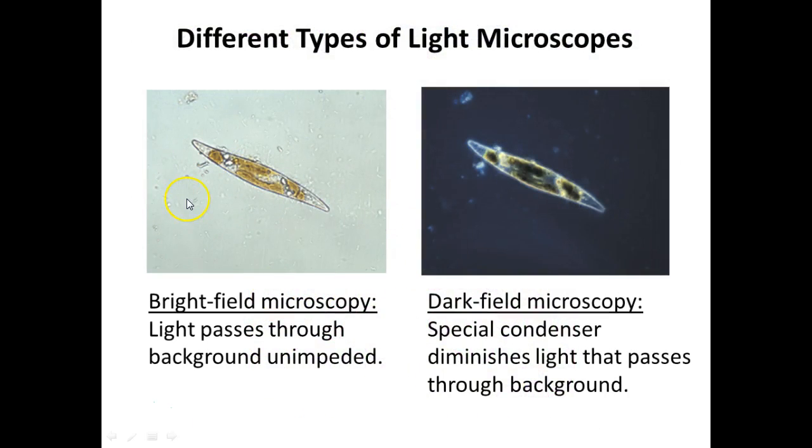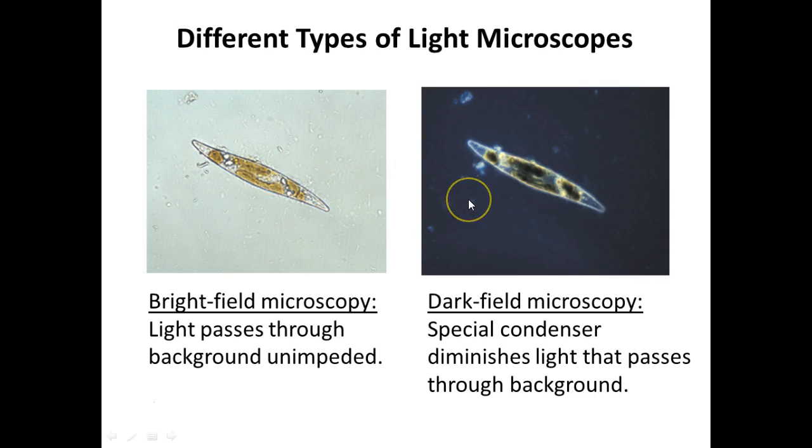So we use bright field microscopy. This is where the background is going to be bright. The organisms are either going to have color to them or we're going to stain them. That's going to create the contrast for us to see them. This is a cute little euglena. He has his own colorization.